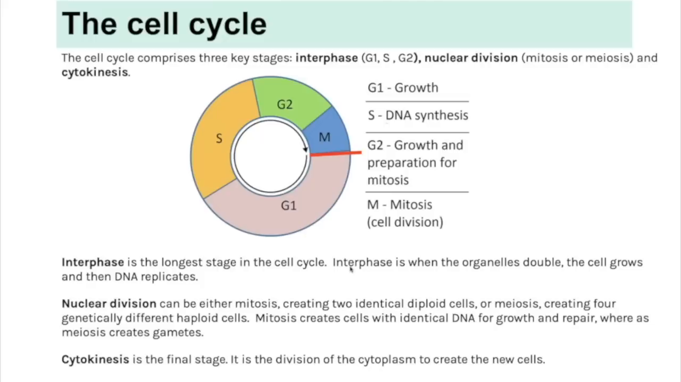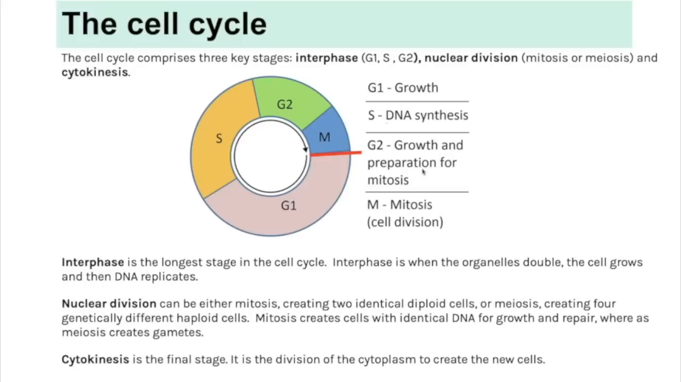The cell cycle that eukaryotic cells will be going through includes these key stages. Interphase is the longest stage of the cell cycle, and it includes G1, S, G2. G1 is when the cell is going to be increasing in size and the organelles will double. S phase is when DNA replication happens. G2, you'll have further growth, but also it says preparation for mitosis.